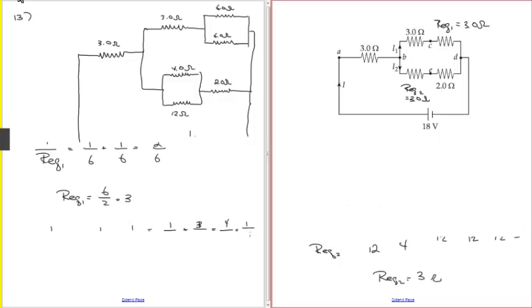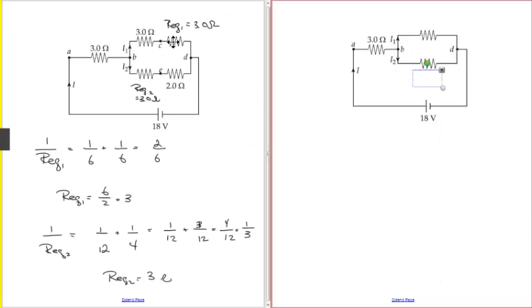Now, the second thing we do is combine these two resistors in series. When they're in series, you just add them together. So 3 plus 3 is 6, and likewise here, 3 plus 2 is 5. That was just 3 plus 3 is 6, 3 plus 2 is 5 for series resistors.